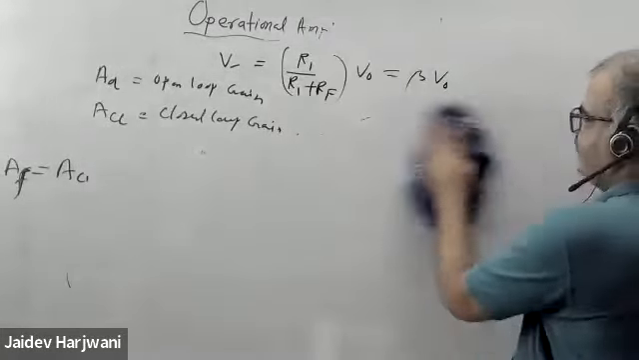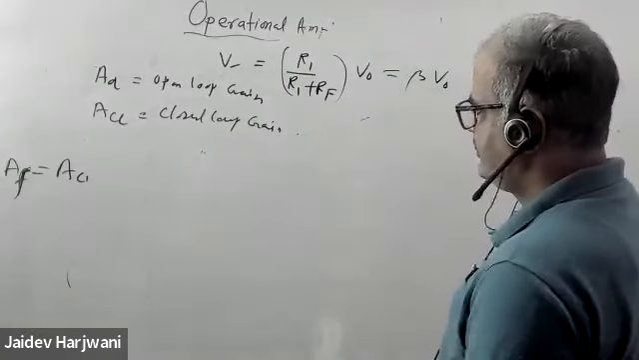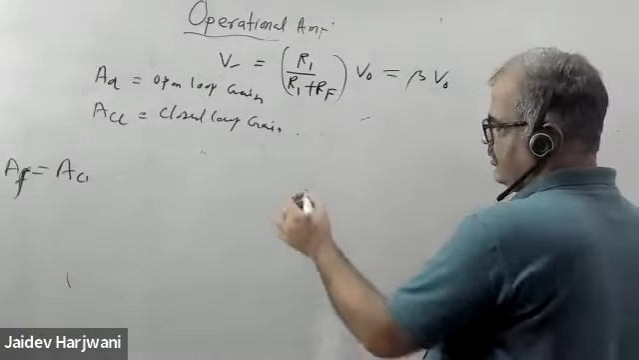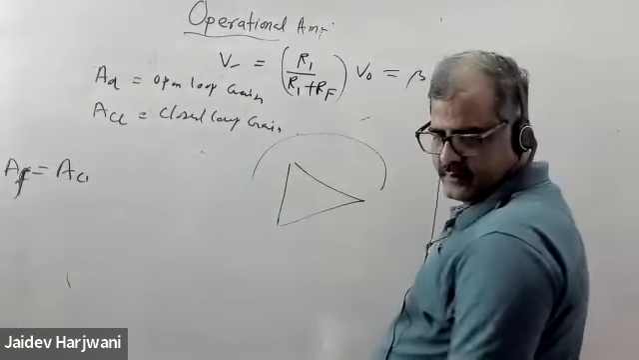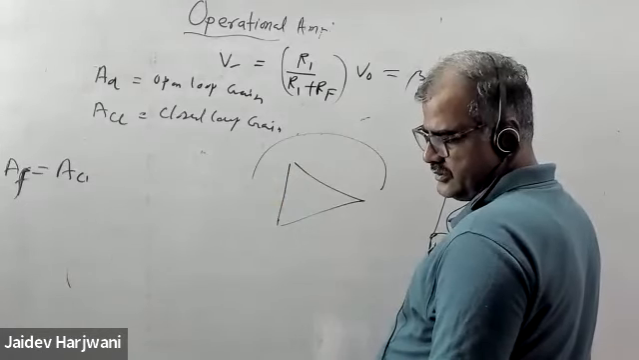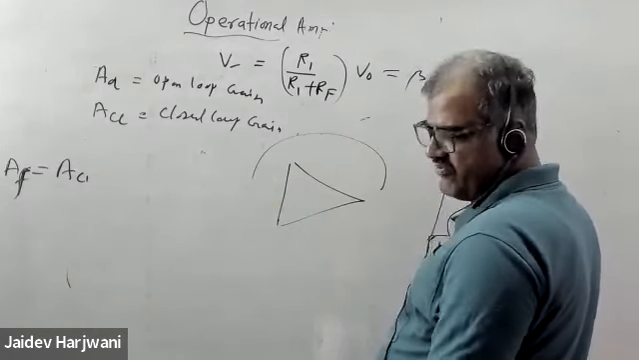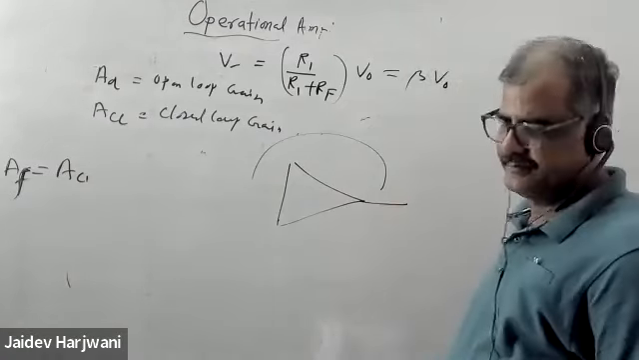Sir, what is the difference between this loop gain and closed loop gain? Open loop means when there is no loop. If there is no loop, then there would not be any feedback also. So there is no feedback. Then whatever the gain is, that is called open loop gain.